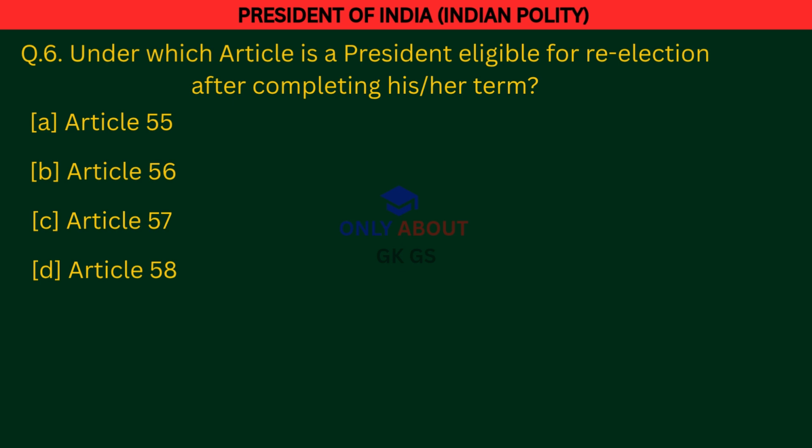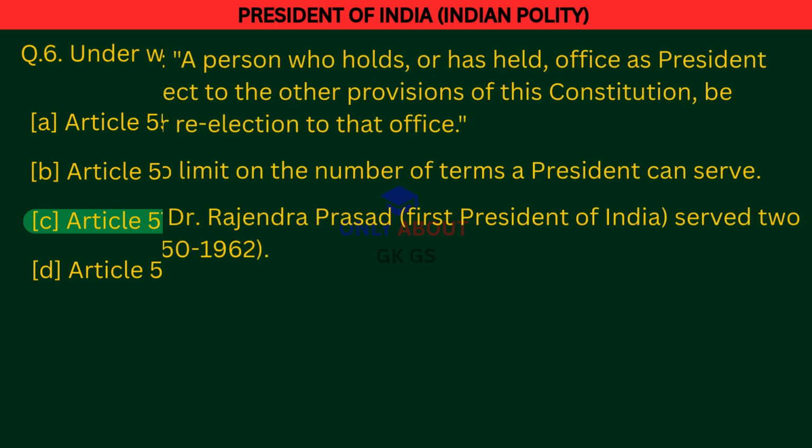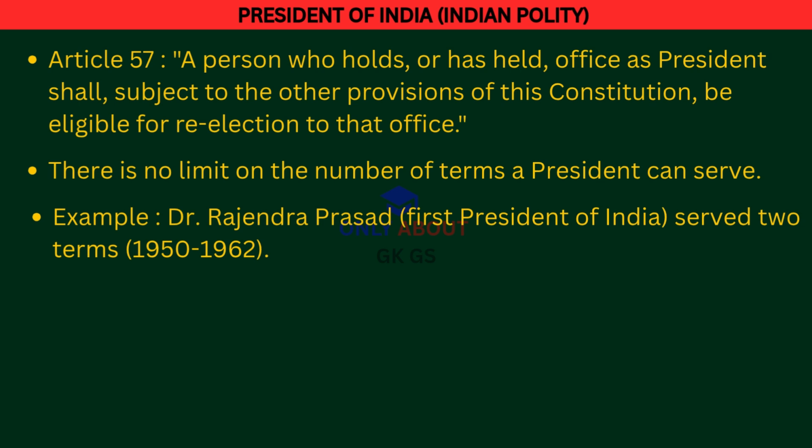Next question. Under which article is a President eligible for re-election after completing his or her term? Correct answer, Article 57. A person who holds or has held office as President shall, subject to the other provisions of the Constitution, be eligible for re-election to that office.